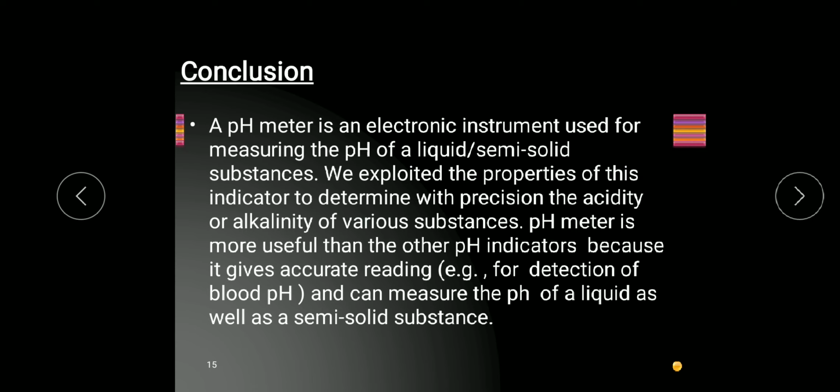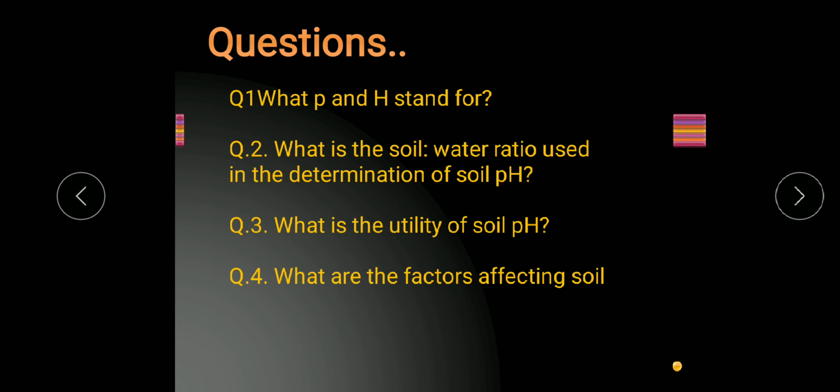A pH meter is an electronic instrument used for measuring the pH of a liquid or semi-solid substances. We exploited the properties of this indicator to determine with precision the acidity or alkalinity of various substances. The pH meter is more useful than other pH indicators because it gives accurate readings, for example for detection of blood pH, and can measure the pH of a liquid as well as semi-solid substances.